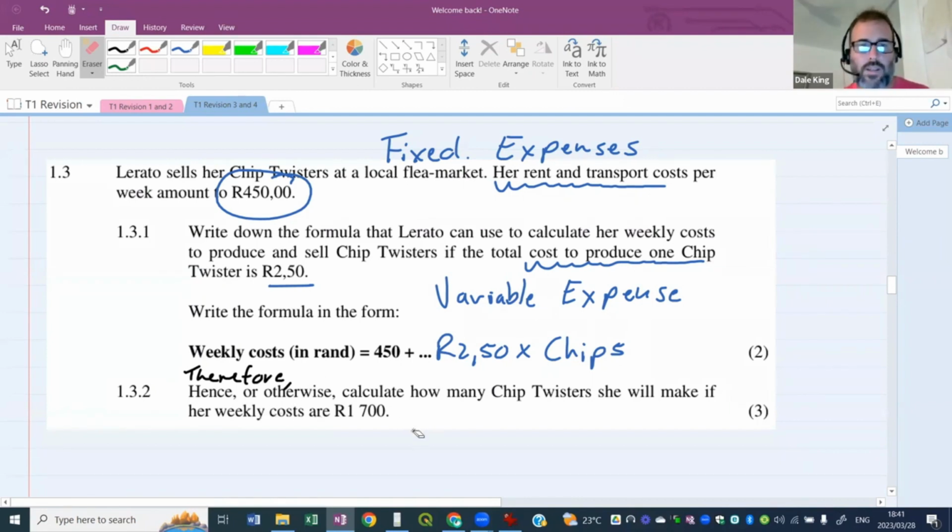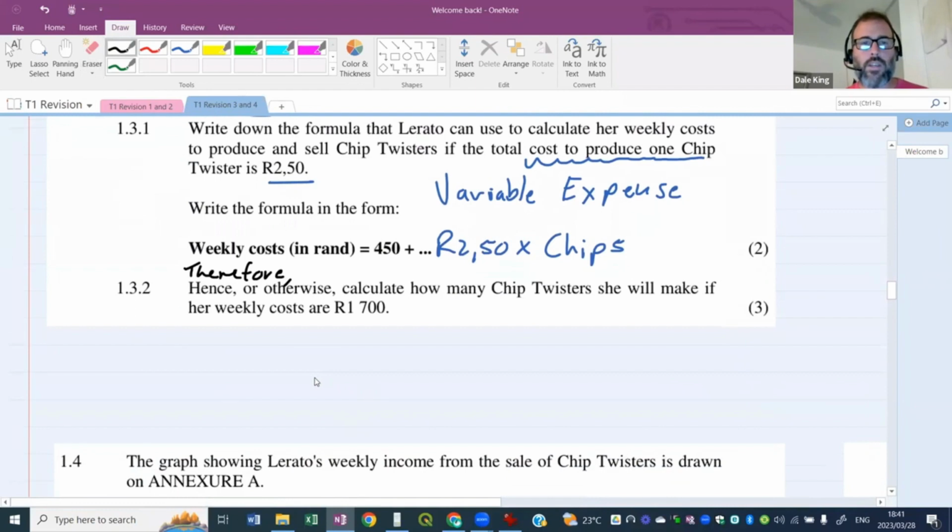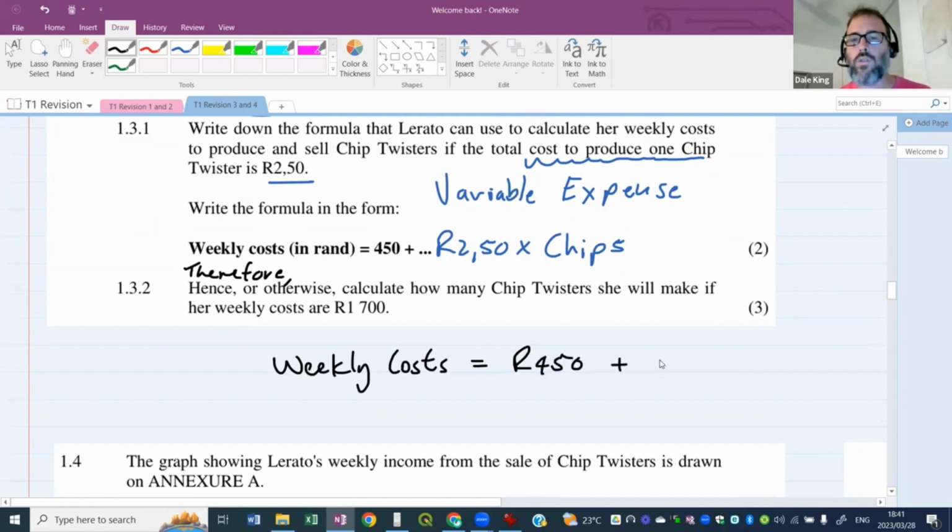Hence, or otherwise, calculate how many chip twisters she will make if her weekly costs are 1,700 Rand. All right, now let's write the formula again. Okay, so I'm just going to write the words weekly costs. To get weekly costs, you need 450 Rand. That's her fixed expense. And you also got to do 2.50 Rand times the number of chips she sells. All right, so there's the formula.